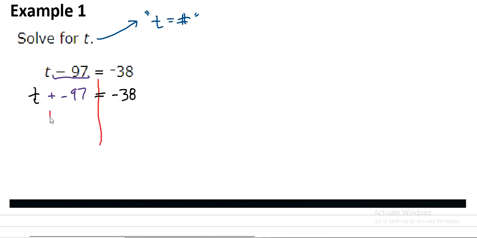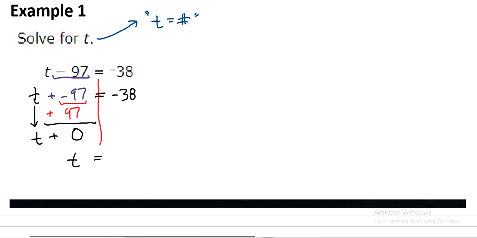So we're going to add the opposite of negative 97. Well, the opposite of negative 97 is positive 97. The reason I'm doing that is because negative 97 plus 97 equals 0. We didn't do anything to t, so t drops down, so we have t plus 0. Well, anything plus 0 is just itself, so this is really just t equals.